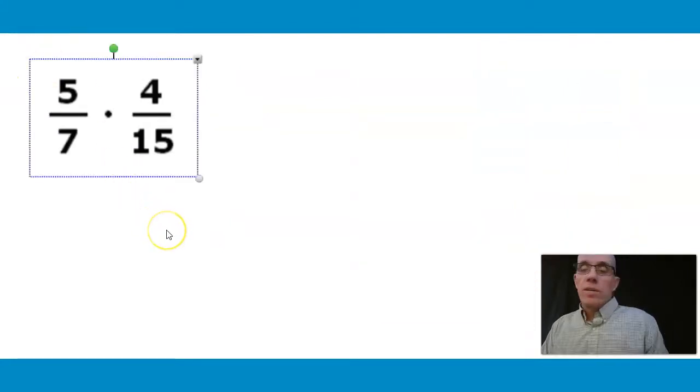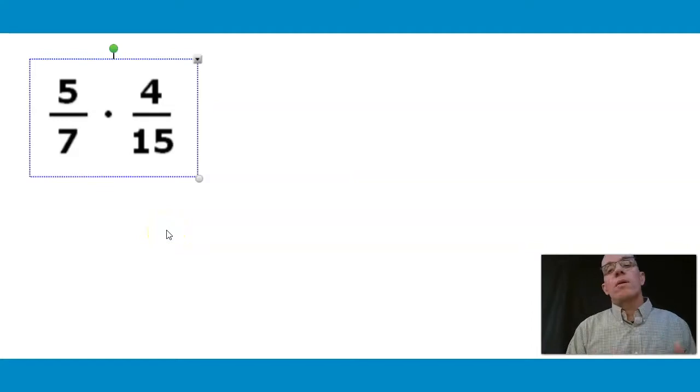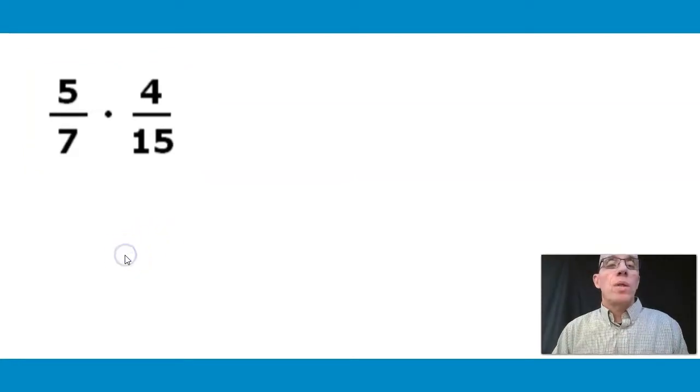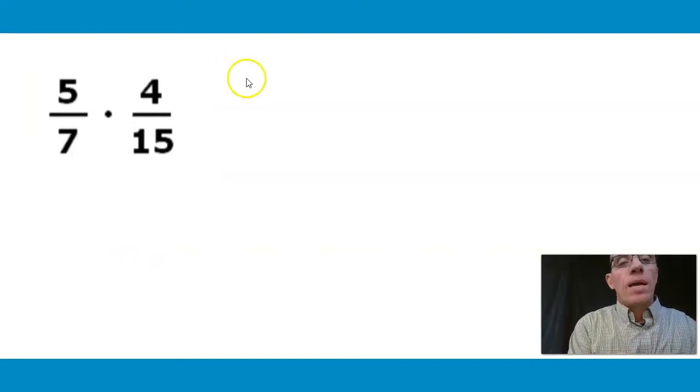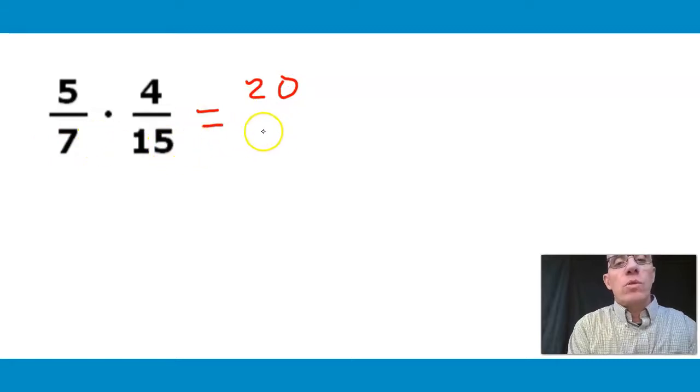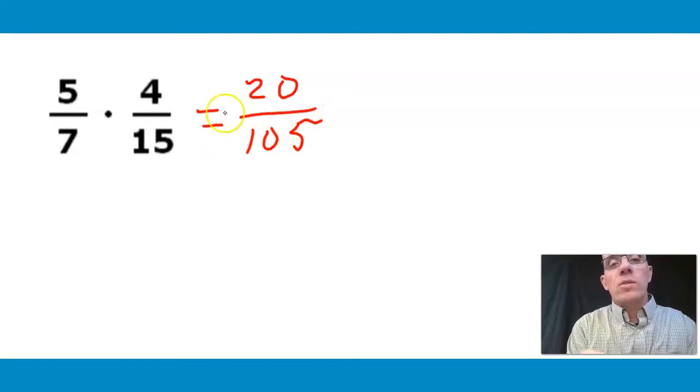Here's another one. Now this one, the numbers are getting bigger in our numerators and our denominators. So there is a way to simplify this before we multiply. Now we can just multiply it. If I just multiply 4 times 5, I get 20. And if I do the top, that's 7 times 15, which would give me 105. Well, that's a pretty big number, and it looks like I got a lot of simplifying to do.